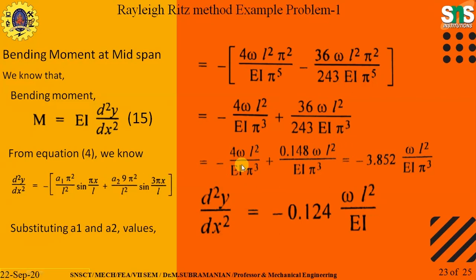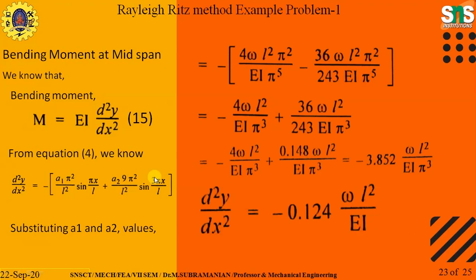So minus 4 wL^2 E I divided by pi^3 plus 36 divided by 243, 0.148 E I pi^3 wL^2. So again I am going to simplify these both terms: minus 3.852 wL^2 E I pi^3. So we determined the d square y divided by dx square value we calculated, that is minus 0.124 wL^4 divided by E into I.